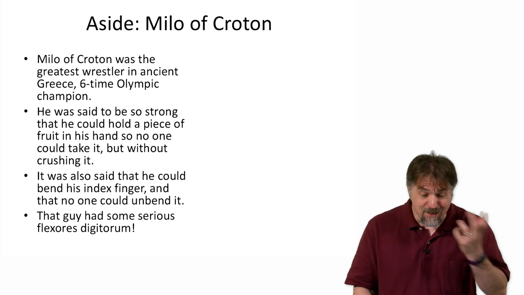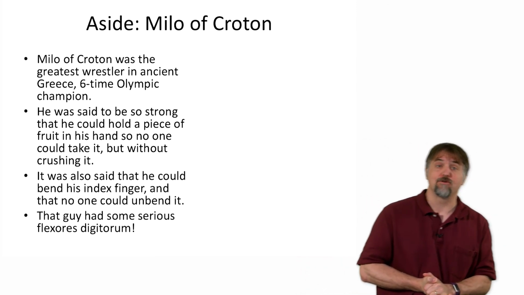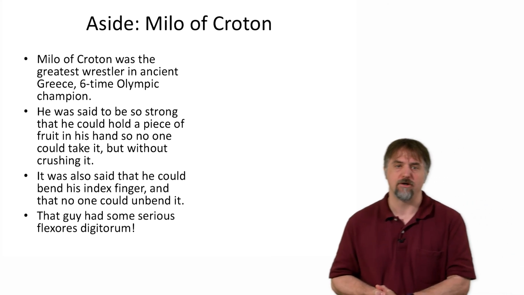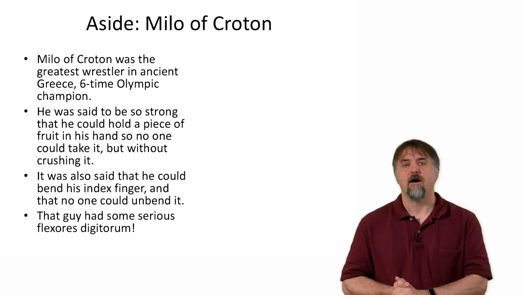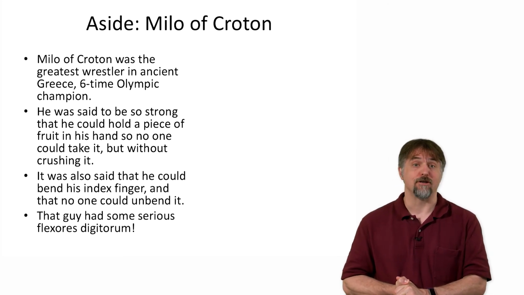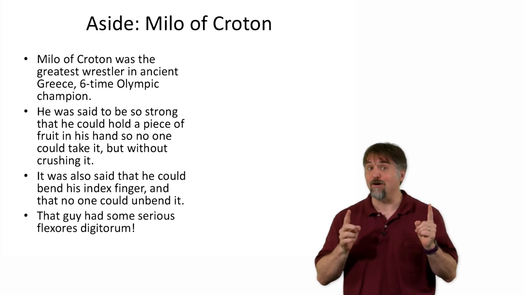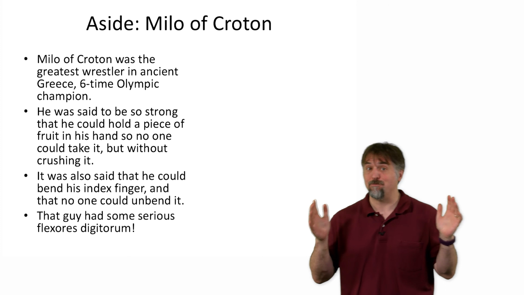All right, we have our second classical aside. This is a big day for classical asides. This is Milo of Croton, sometimes called Milon, because in Greek, depending on which form of the words you use, you could get it with or without the N. He was the greatest wrestler in ancient Greece. He was a 6-time Olympic champion. Now remember, the Olympics are only held every 4 years. So that means for 20 years, he was the best wrestler.